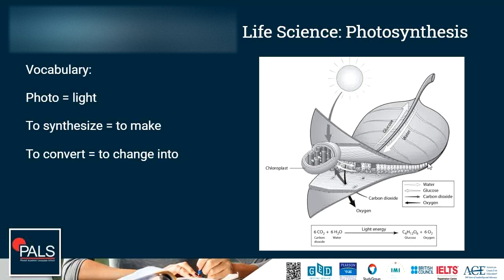And so if we think about photosynthesis, it means the plant is able to make something with the help of light. And what does it make? It makes glucose. In our definition, we had another term, to convert. This means to change something into something else.